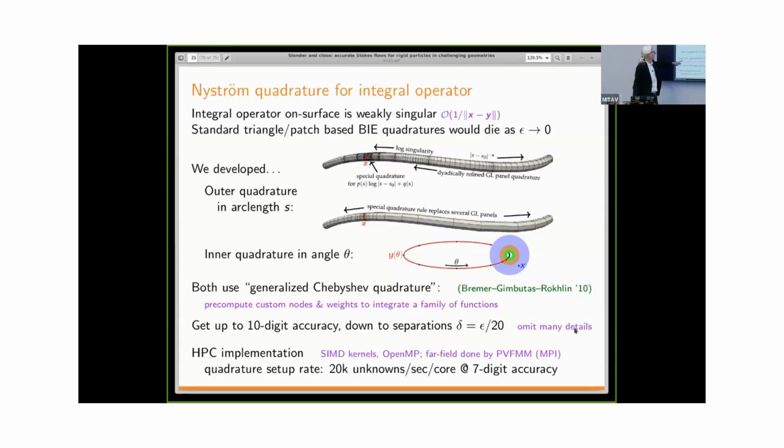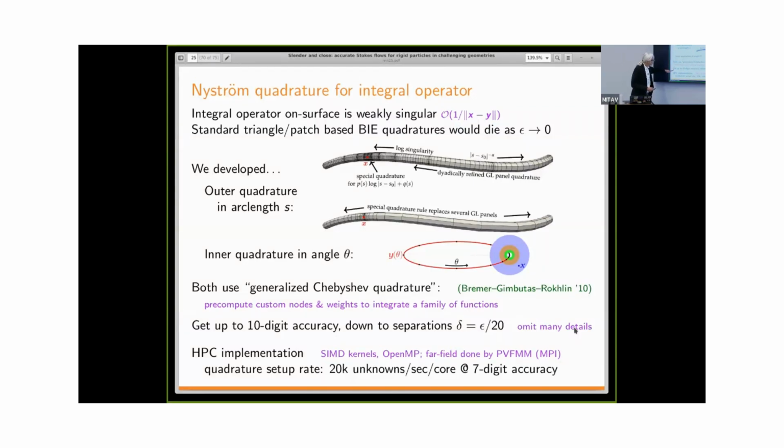All of this uses this technology, generalized Chebyshev quadrature, which comes out of Vladimir Rokhlin's group, where you get to say, I have a family of functions, maybe they're singular, they have weirdnesses like logs in them. Please give me a set of custom nodes and weights that are the most efficient possible for integrating every function in that family, every linear combination of those functions. So that's a useful tool for speeding these things up.